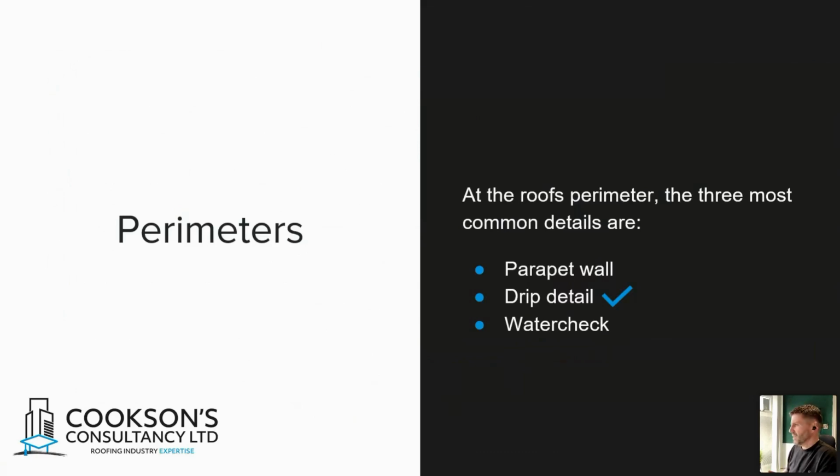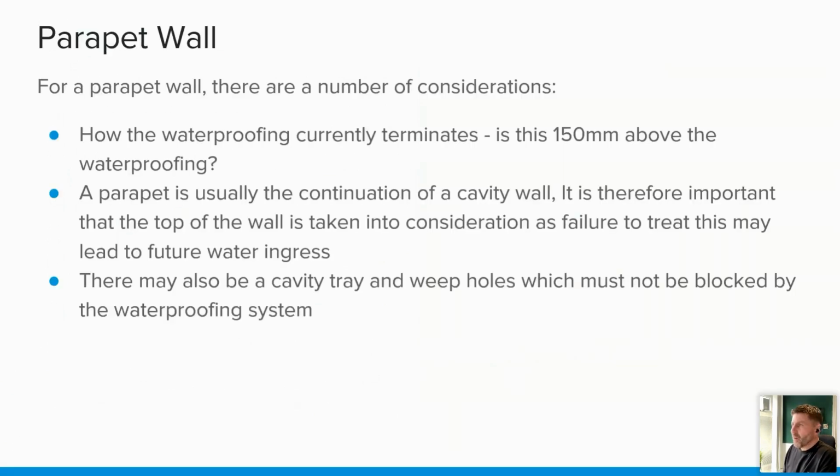Okay, so another termination detail we're looking at now is the perimeter of the roof. So we're going to have a look at parapet walls. We've already looked at drip details, but we're going to have a look at a water check as well on a flat roof. Parapet walls are quite important, really, if you come across a parapet.